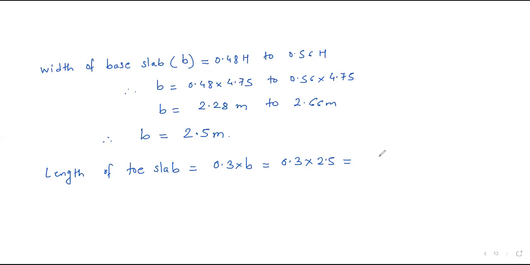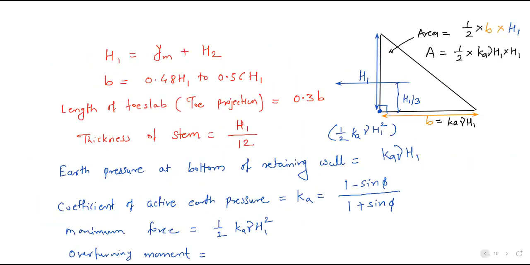0.75. This is 0.75 meter. Okay. So now the thickness of the retaining wall, or the thickness of the stem at bottom, this formula we are going to use. This thickness of stem. Okay.